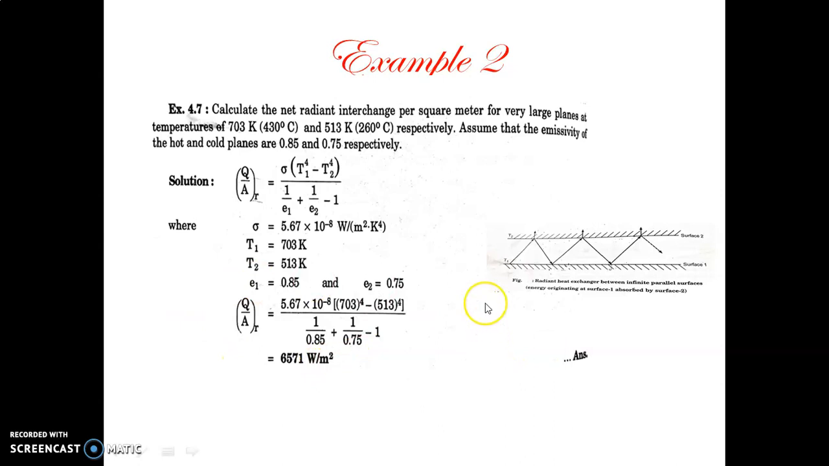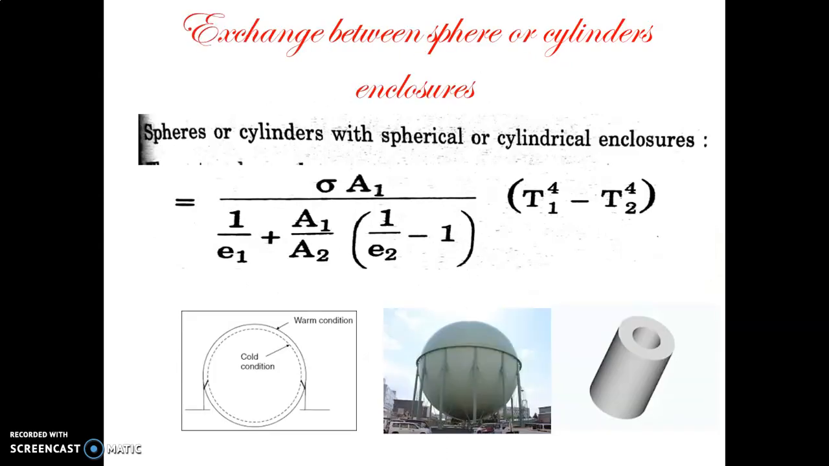So this is the answer which may be calculated by using this type of equation. Then we will discuss another formula, exchange between sphere or cylinder enclosures. So what is the meaning of this? Sphere or cylinder enclosures means we are using the same formula to calculate the enclosure exchange.